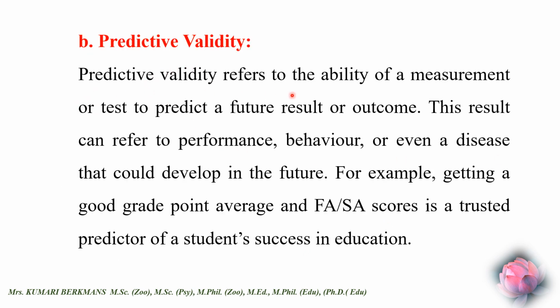Predictive validity. Predictive validity refers to the ability of the measurement or test to predict a future result or outcome. This result can refer to performance, behavior, or even a disease that could develop in the future. For example, getting a good grade point average as well as essay scores is a trusted predictor of a student's success in education.